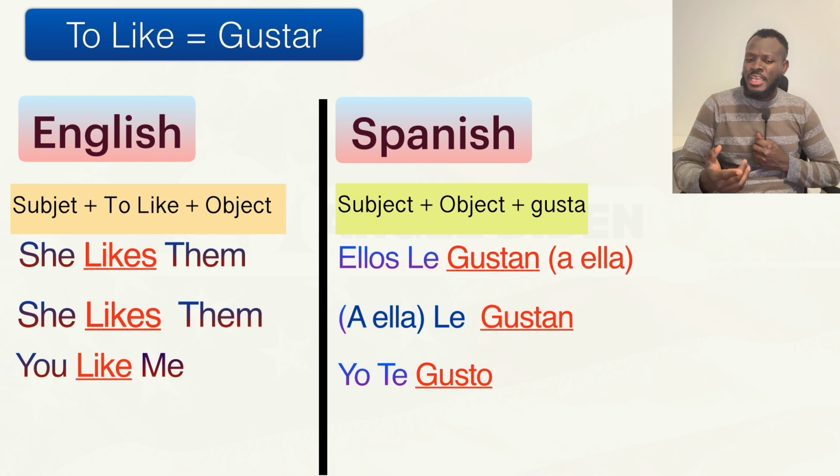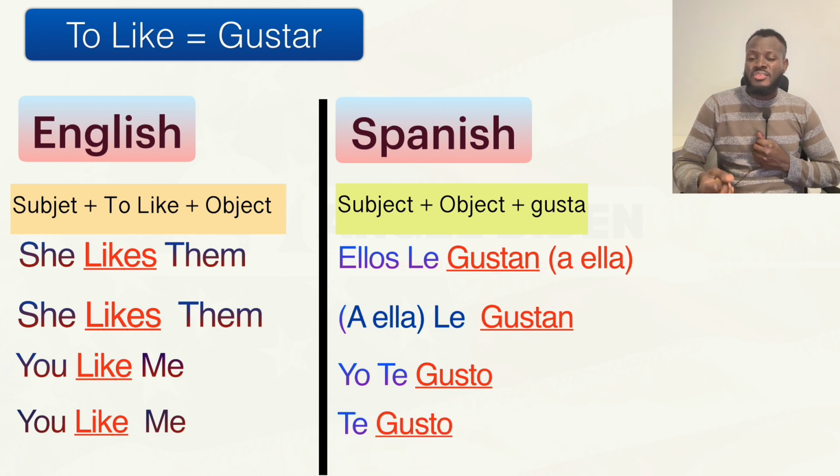Let's just flip it around this time. You like me. Yo te gusto. Then let's say we want to remove that yo here. We just drop it. You like me, we just drop that yo. We're left with just te gusto, as simple as that. Okay? Te gusto, that's it.